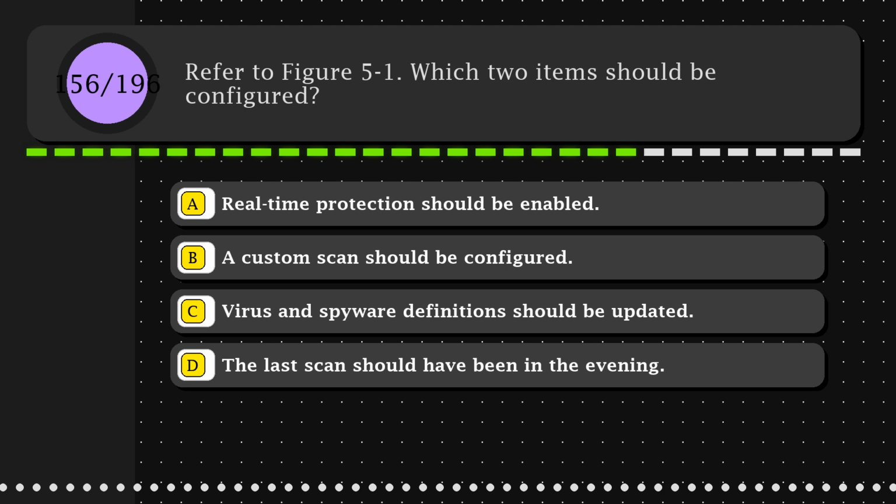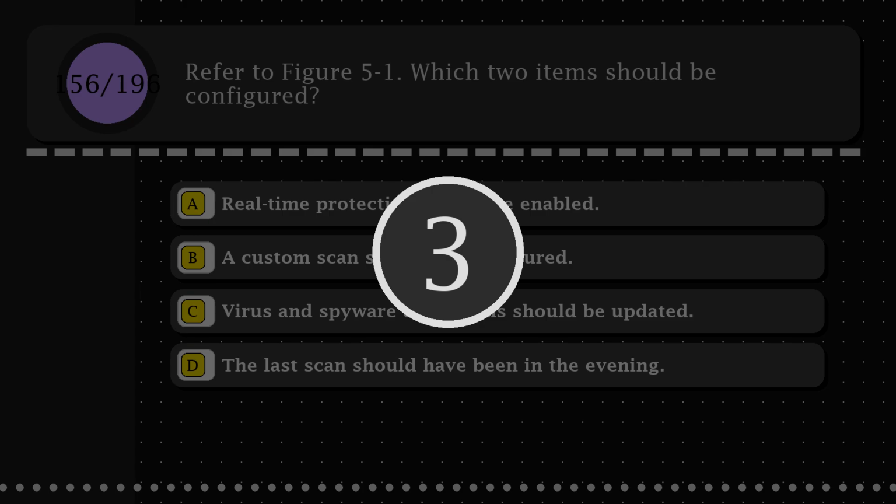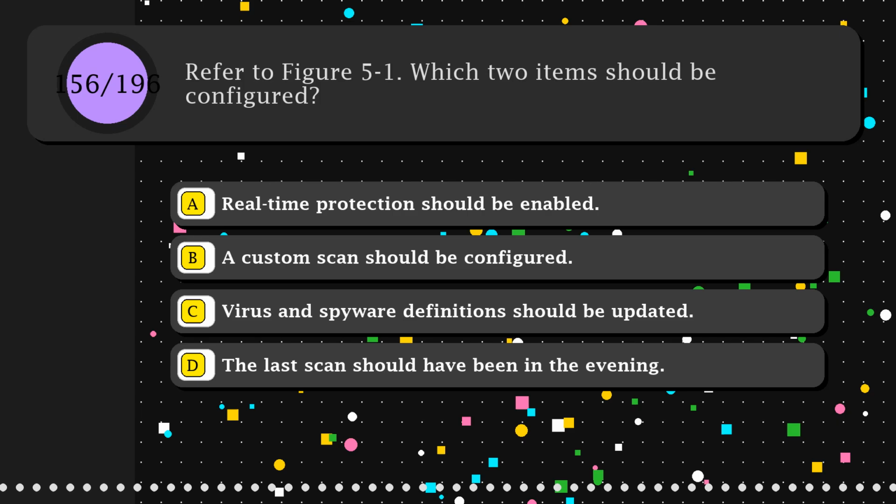Question 156. Refer to figure 5:1. Which two items should be configured? Option A. Real-time protection should be enabled. Option B. A custom scan should be configured. Option C. Virus and spyware definitions should be updated. Option D. The last scan should have been in the evening. The correct answer is option A, C.